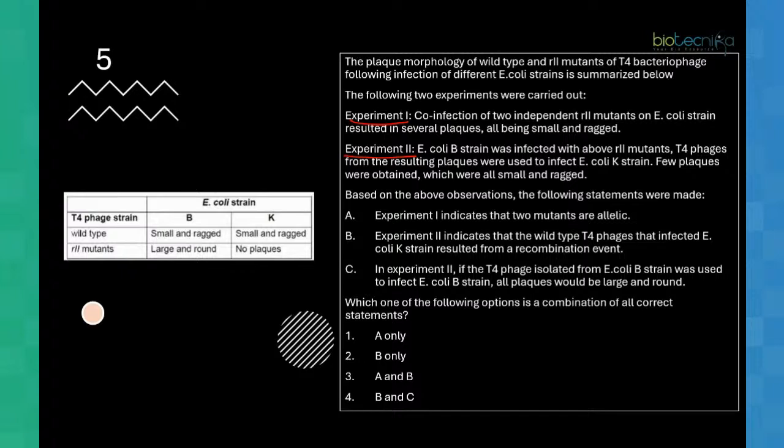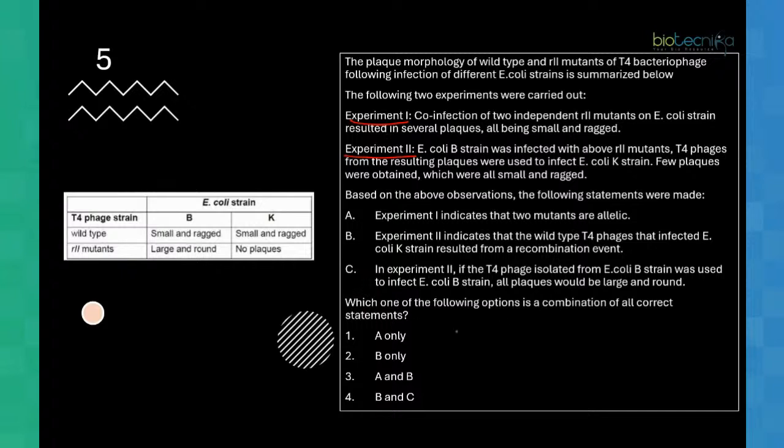Experiment 2. E. coli B strain was infected with the above R2 mutants. T4 phages from the resulting plaques were used to infect E. coli K strain. Few plaques were obtained, which were all small and ragged. Based on the above observation, the following statements were made.